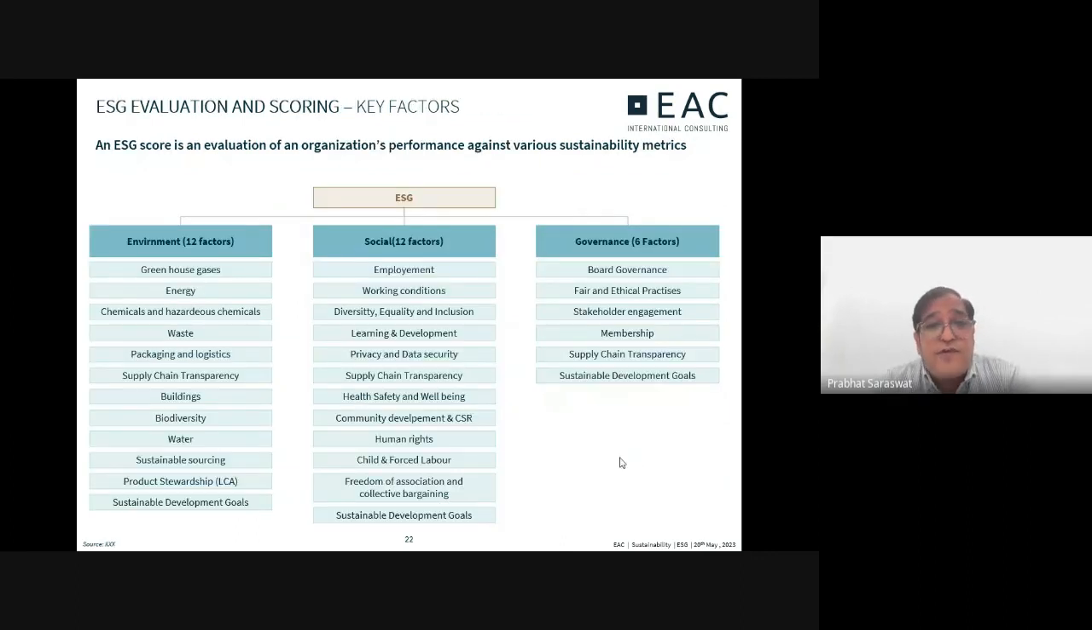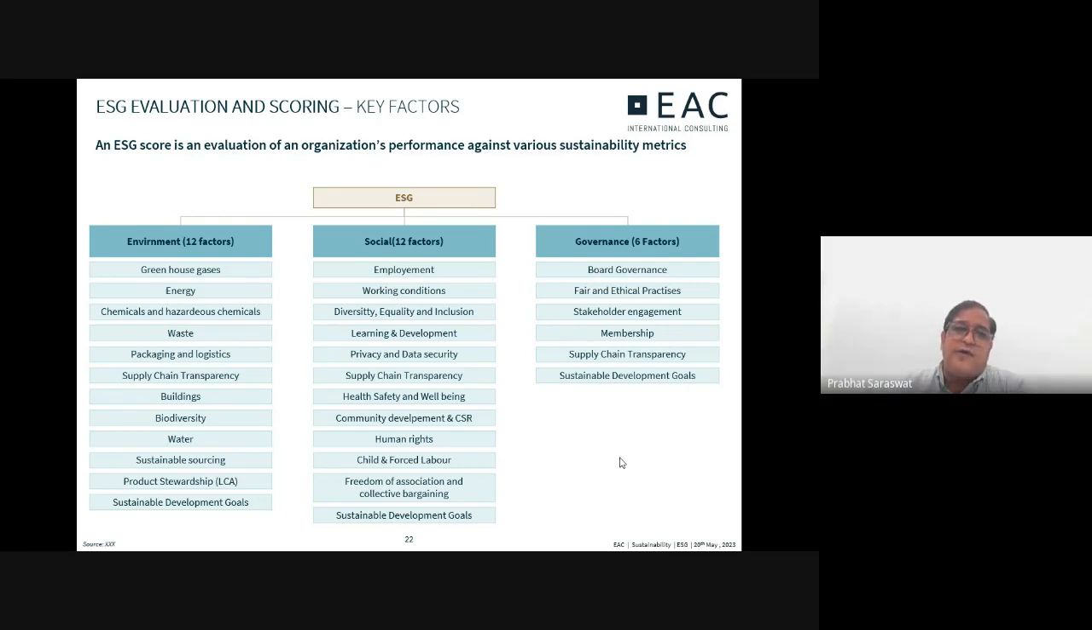So, ESG evaluation and scoring. What are the key factors for evaluation of ESG for any company? It is an evaluation of an organization's performance against various sustainability metrics. So I have segregated them into environmental, social, and governance, with 12 factors each. They are basically assessed and evaluated based on those factors: the environmental performance, the social factors, and governance.